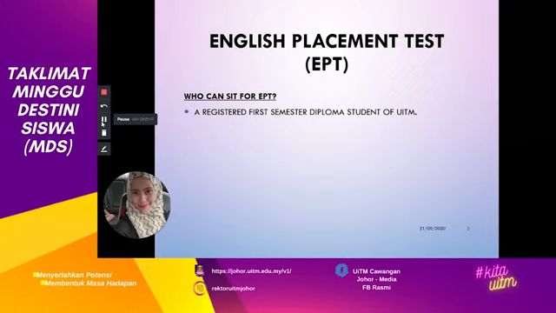Who can sit for EPT? Registered first semester diploma students of UiTM only. Should you have friends who are pursuing their studies at UTM, UPM, UKM or any other public or private higher learning institutions in Malaysia, they do not know about this test. If you ask them about EPT, they are clueless. Why? Because this test is designed and only offered to first semester diploma students of UiTM.